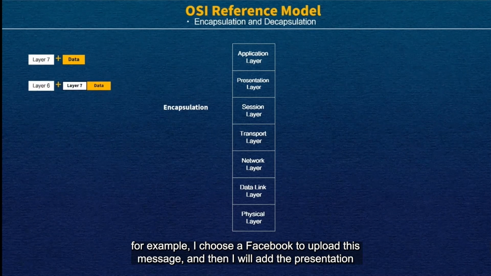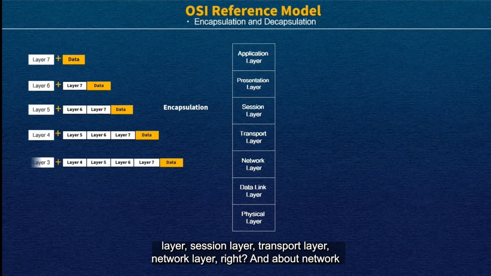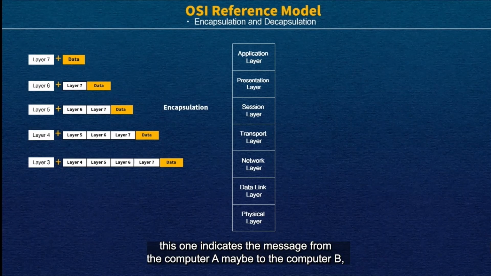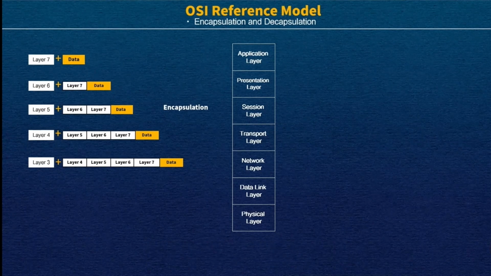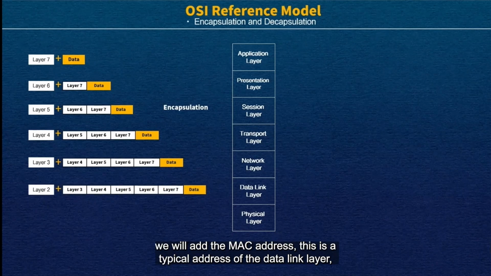And then I will add the presentation layer, session layer, transport layer, network layer, right? About the network layer, I will add the source IP address and the destination IP address. So this indicates the message is from computer A to computer B. And then we will add the layer 2 information of the data link layer. We will add the MAC address. This is a typical address of the data link layer.